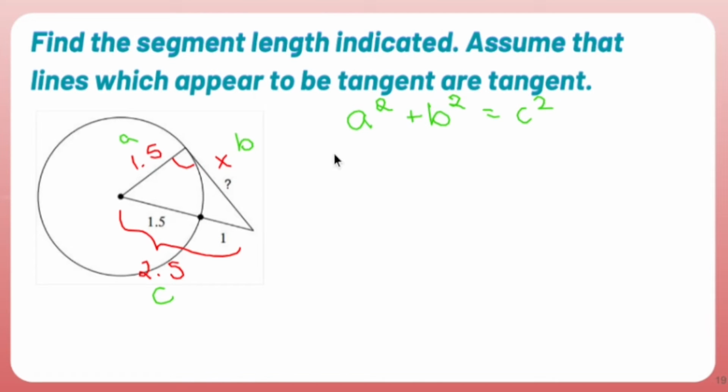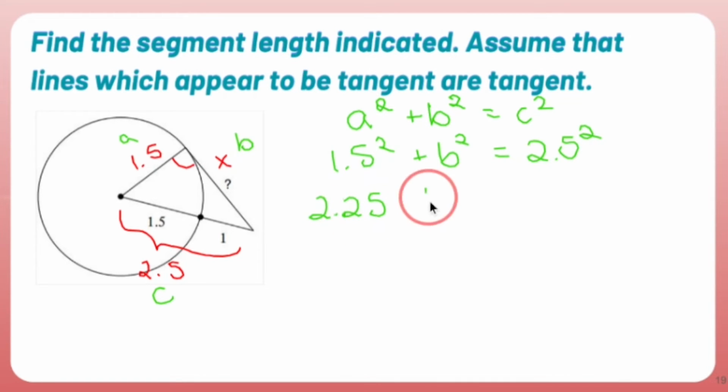I called A 1.5, so 1.5 squared, plus B squared, which is X. So I'll leave it as B squared for now. I could have called it X squared, but too late. I already wrote it. 2.5 squared. 1.5 times 1.5 is 2.25, plus B squared. 2.5 times 2.5 is 6.25.